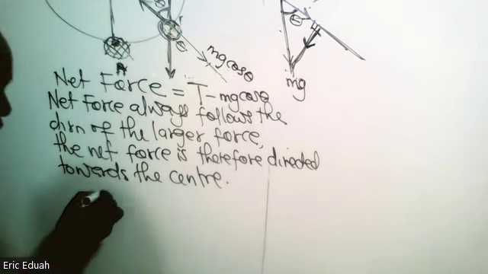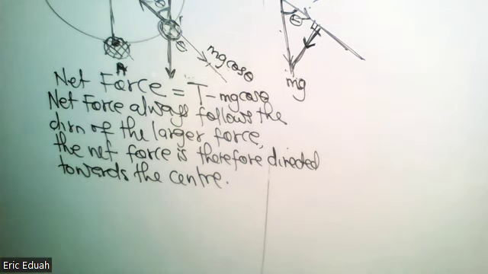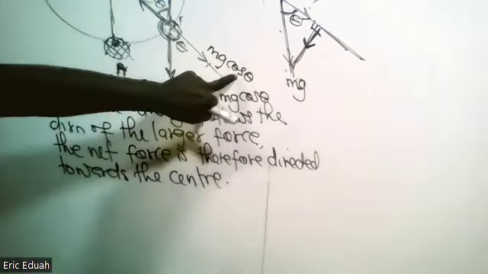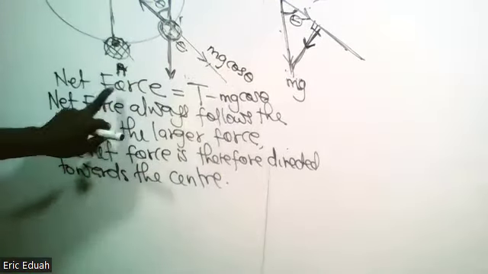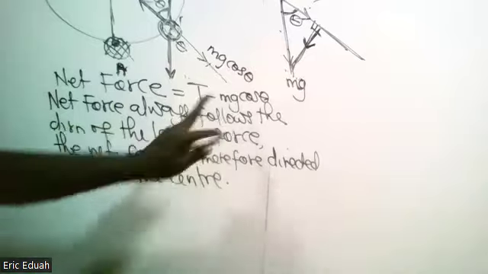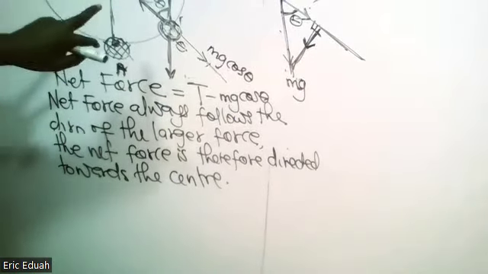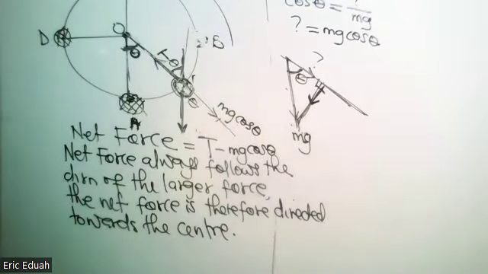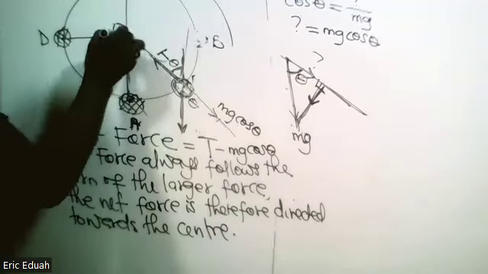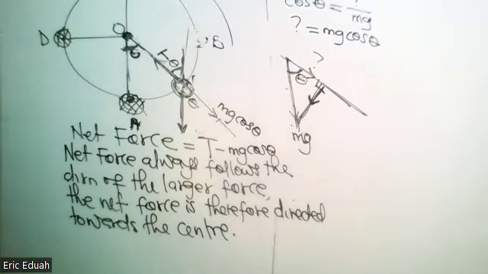You said the net force always follows the direction of the larger force. So because T is greater than mg cos theta, this net force, which is T minus this, would have a direction towards the center, because T is to the center of the circle, O. And I've indicated the center of the circle to be O. Please, are you okay?